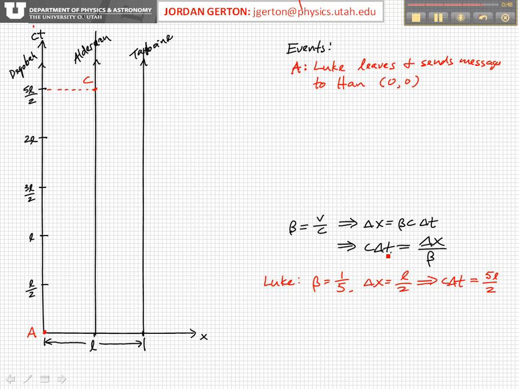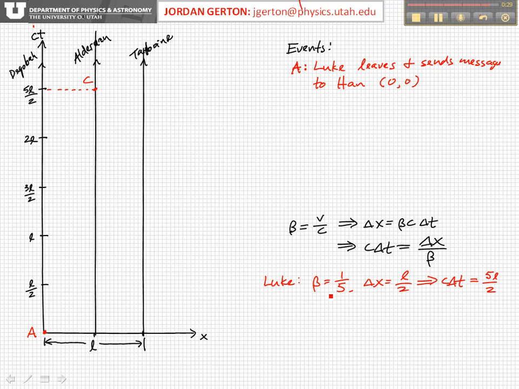Okay, so if we just rearrange this, then we have that the change in the vertical coordinate is c delta t. If you know the change in the spatial coordinate delta x, and you know beta, the speed, then you can get the change in the vertical coordinate just in this way.